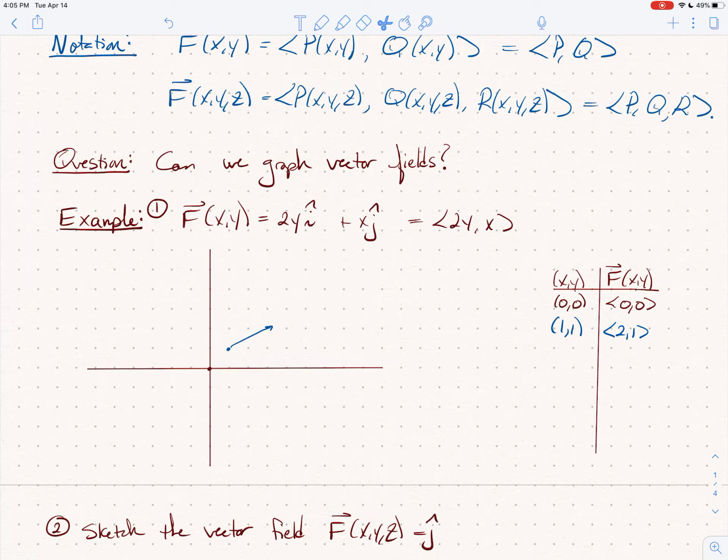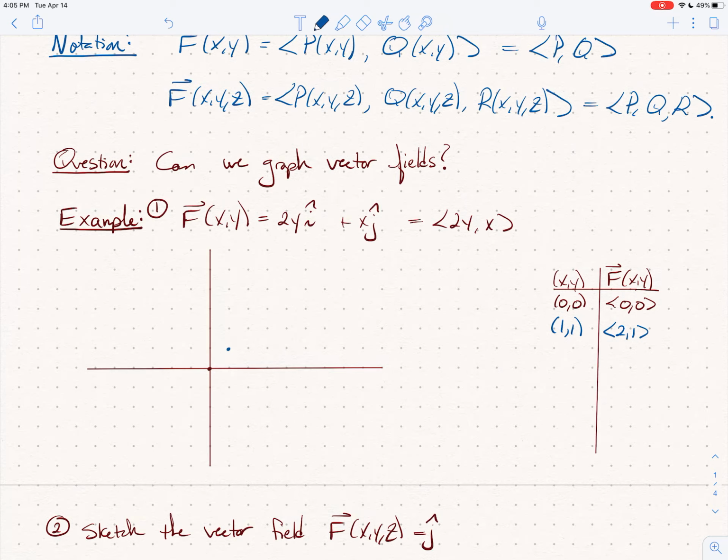Let's put the tip of the vector there. Again, that's all arbitrary. We're going to put the tail of our vectors at the input point. So how would you actually draw this if you couldn't literally pick up your vector and slide it? You would go to 1, 1.